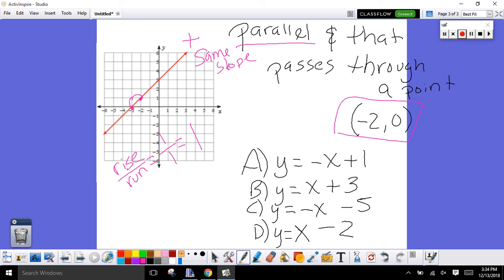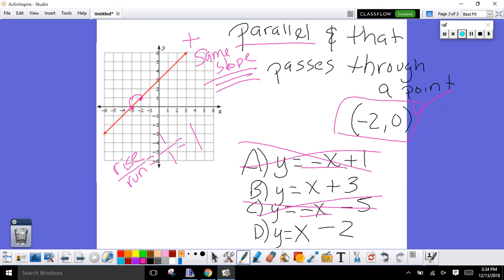So that means my slope for a parallel line is the same slope. I need to have a slope of positive 1. So that's a negative, so that's out of the question. That's a negative, so that's out of the question. Now, B and D are both possible because both have a slope of positive 1. But one of them must go through this point.